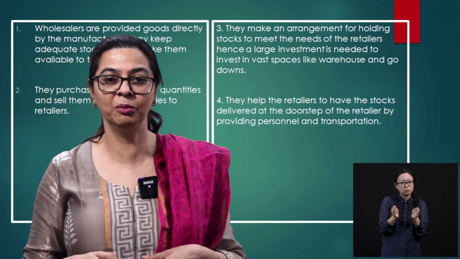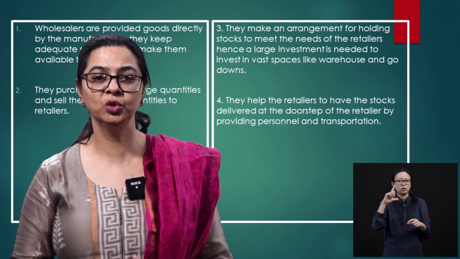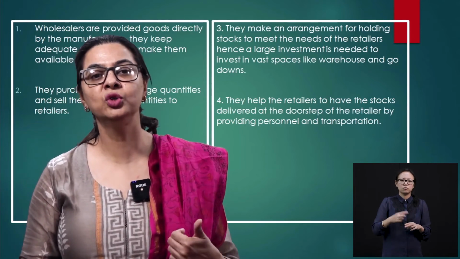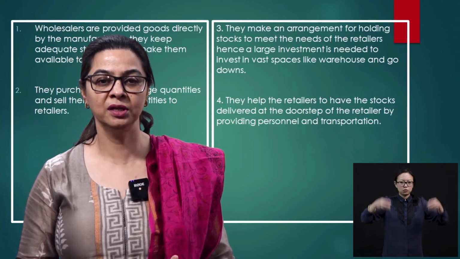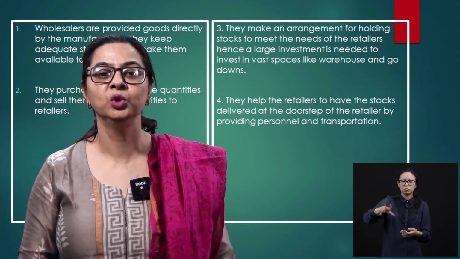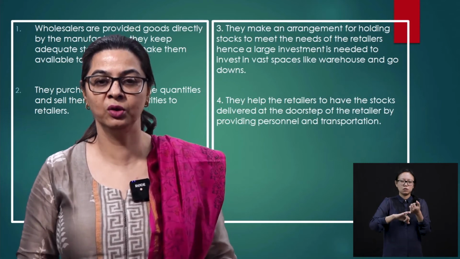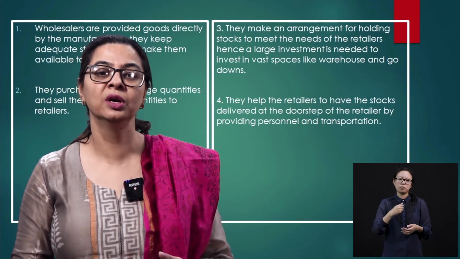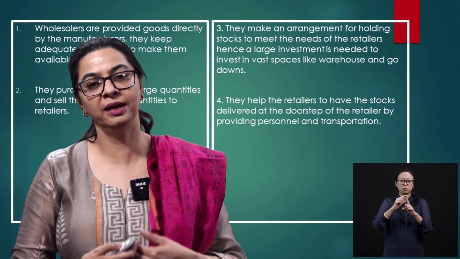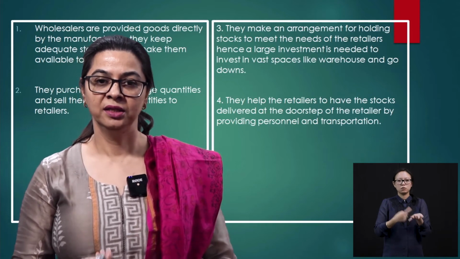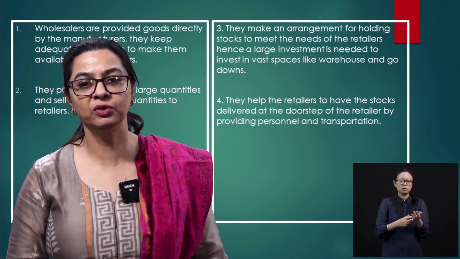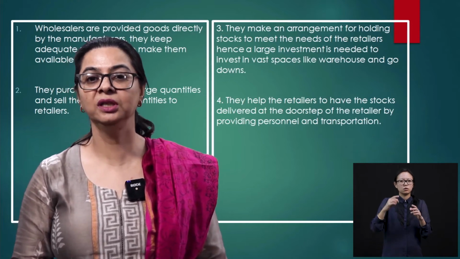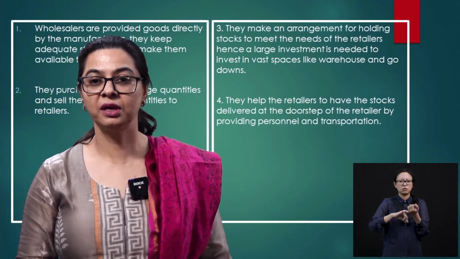So if I have a shop in a market and I want to only sell clothes, I go to a wholesaler market, and there you will find lots and lots of fabric, lots and lots of clothes to buy. And then that wholesaler is going to sell that product to me and I become a retailer. The third one is that they have to make an arrangement for holding stocks to meet the needs of the retailers. Hence, a large investment needs to be made in vast spaces like warehouses and godowns.